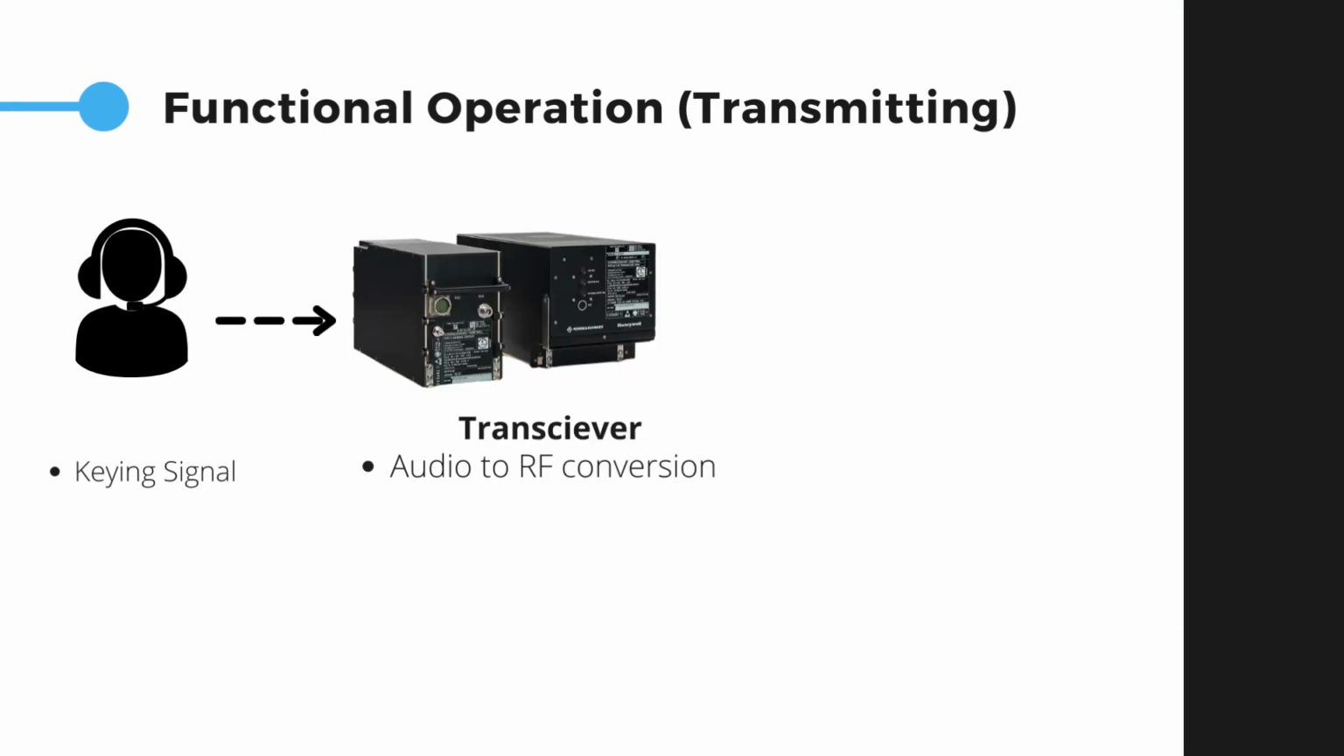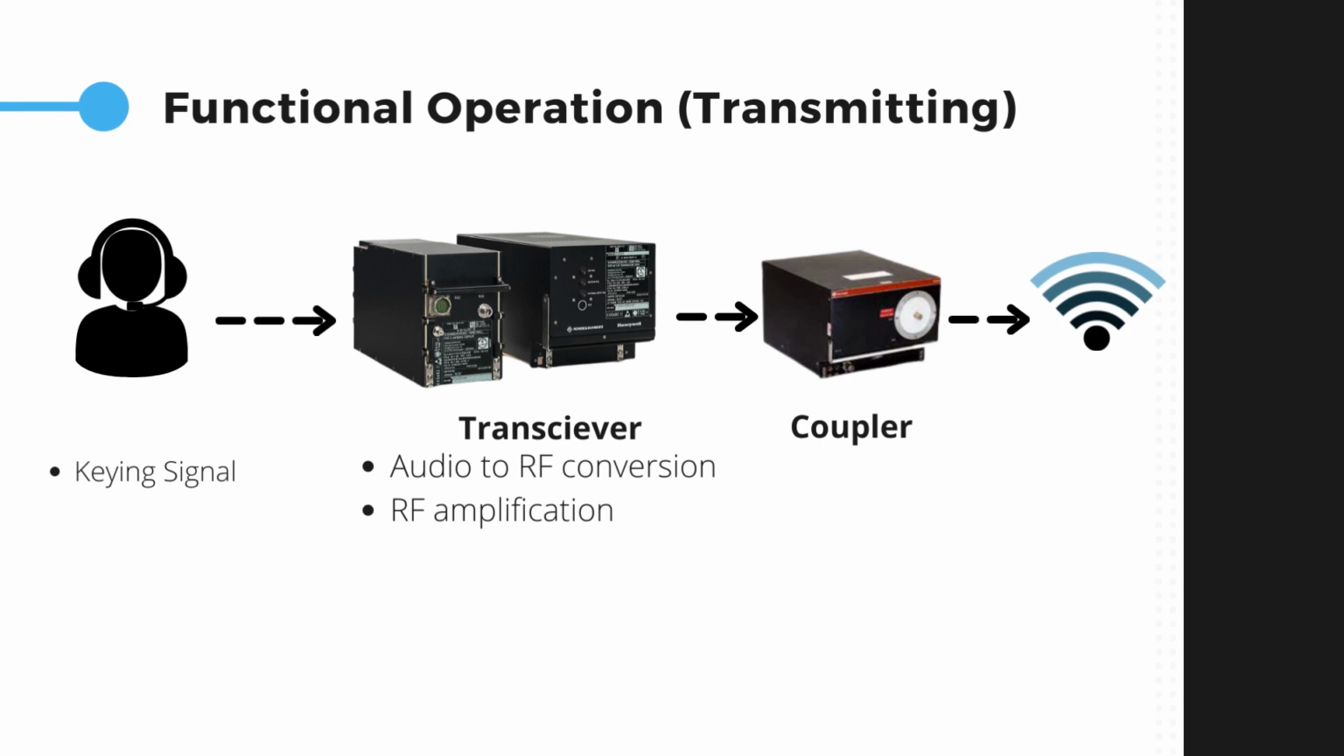So the audio to radio frequency conversion occurs when the carrier frequency is modulated by the audio output. The modulated output radio frequency is amplified by the amplifier to the selected power level of 400 or 1000 watts, depending upon the mode selected on the control head. Then finally, this signal is coupled to the antenna for transmission.